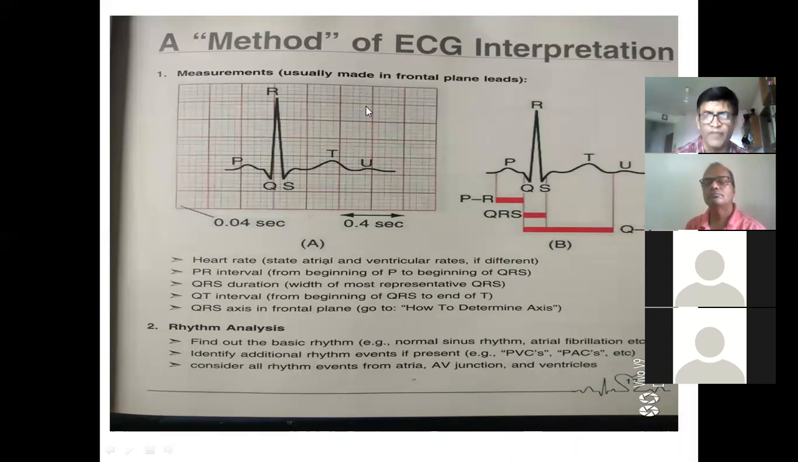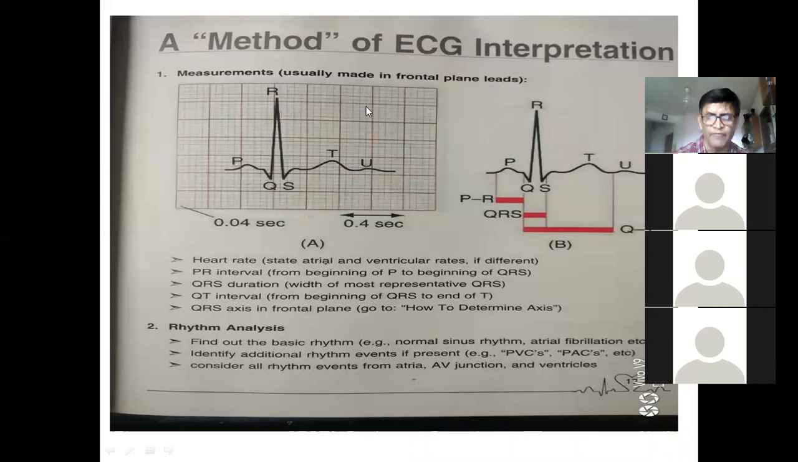So 10 is 150, 11 is 136, 12 is 125, 13 is 115, 14 is 107, 15 is 100. So when there are three big squares, 1, 2, and 3, what is the formula? 300 divided by 3. What is the answer? 100. So the heart rate is 100. Is it clear?